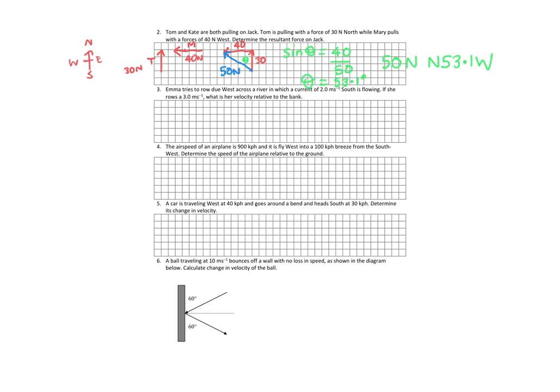So next one: Emma tries to row west across a river in which a current of 2 metres per second south is flowing. If she rows at 3 metres per second, what is her velocity relative to the bank? So we've got two forces acting. One is the rowing force, which is trying to push her west, and the other is the current, which is flowing south. So the direction is going to be the resultant of those two.